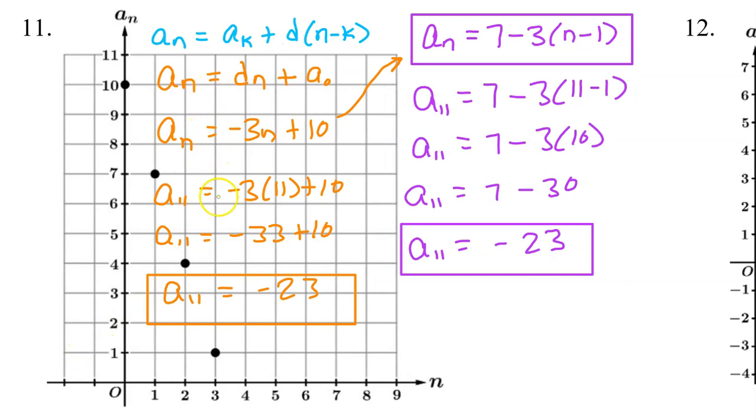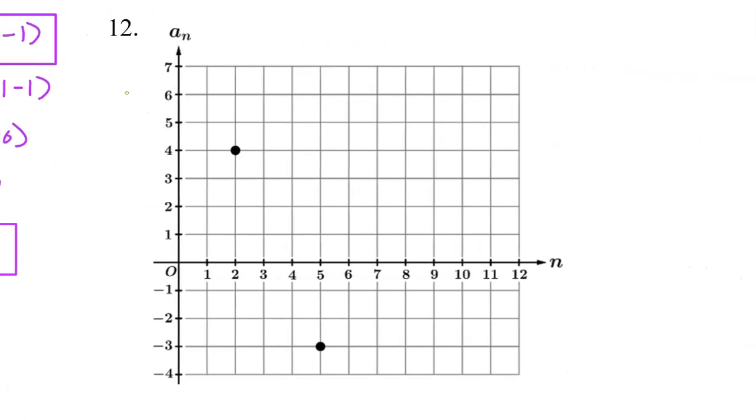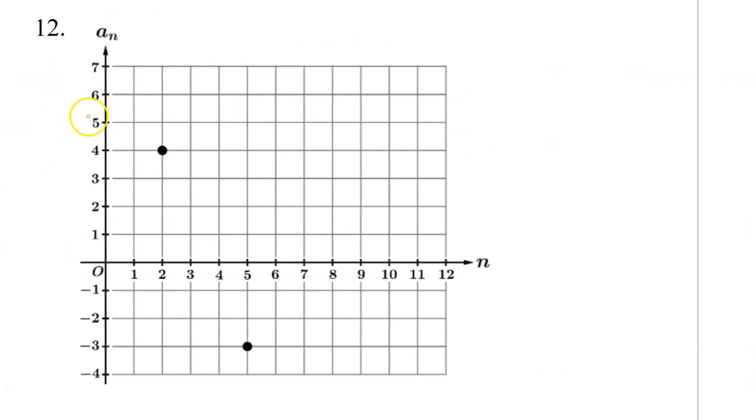Notice for this shortcut to work, we have to be given a0. We need the y-intercept. So this method will not work on number 12 because we are not given a0. We are not given the y-intercept. Because we are not given two terms in a row, we cannot immediately calculate the common difference. But we see that a2 is 4 and a5 is -3. We can use these two terms to find the common difference.